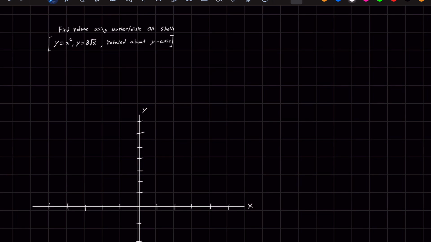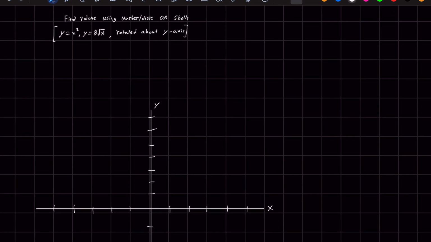All right, everybody. So today in this video, I'm going to show how to find the volume using either the washer disk method or shells with this specific problem from the homework. This problem says we have y equals x squared, y equals 8 radical x, and it's rotated about the y-axis.